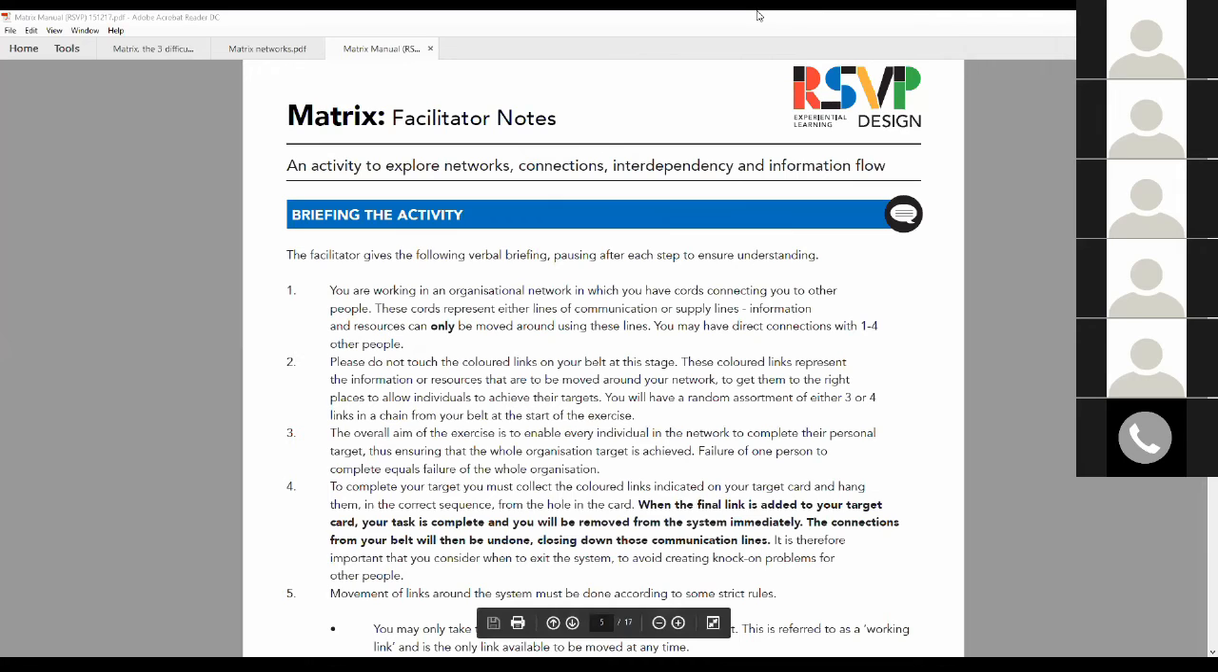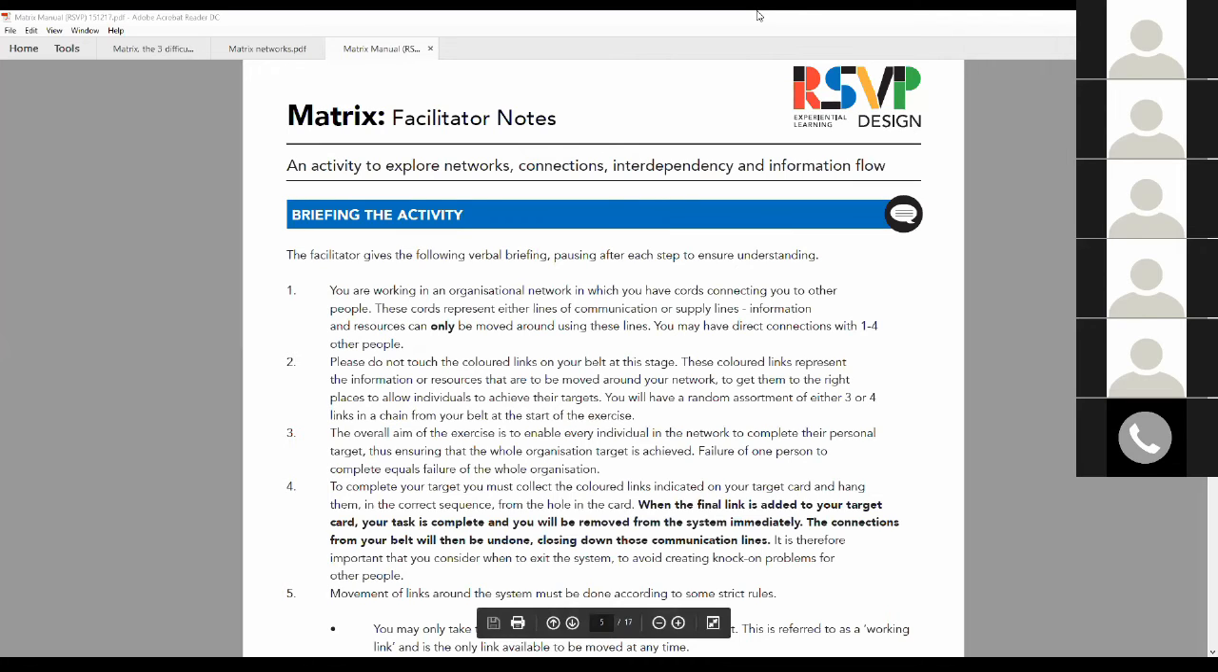When the final link is added to your target card, your task is complete and you will be removed from the system immediately. The connections from your belt will then be undone, closing down those communication lines. It's therefore important that you consider when to exit the system to avoid creating knock-on problems for other people.